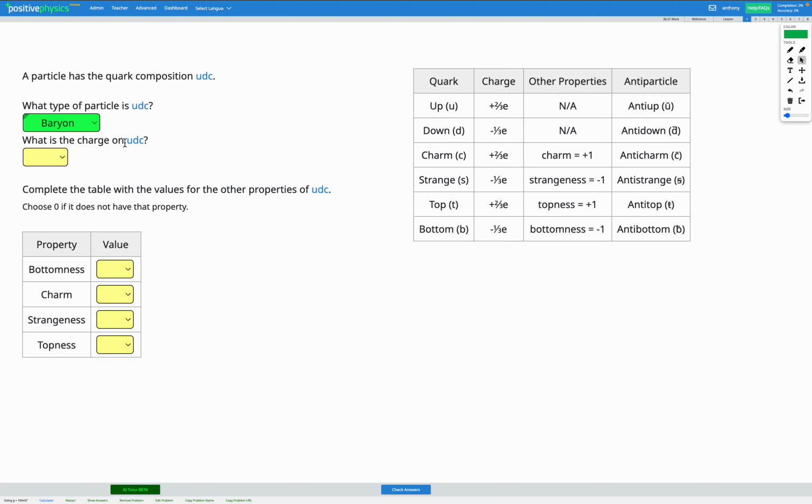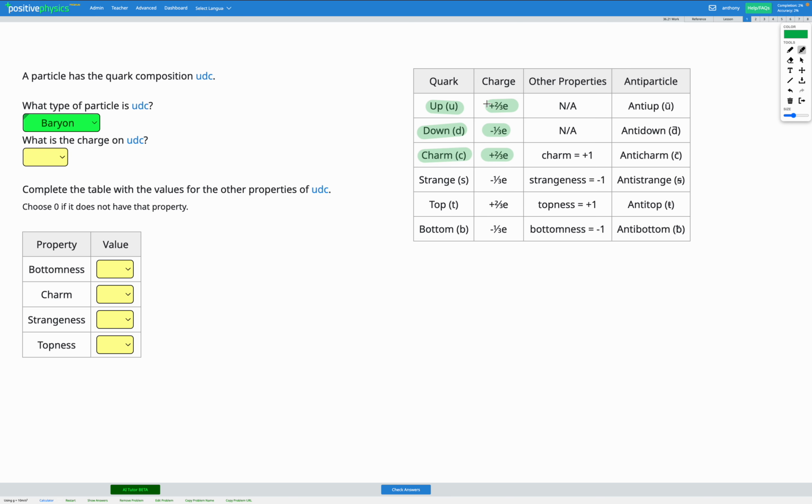Next, we're asked, what is the charge on up, down, charm? So we're going to have to look at our table. Up has a charge of 2/3 E. Down has a charge of negative 1/3 E. And charm has a charge of plus 2/3 E.